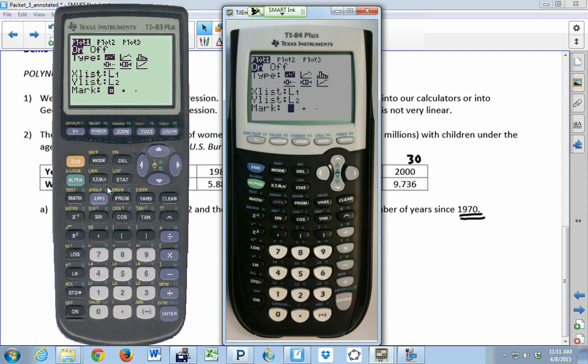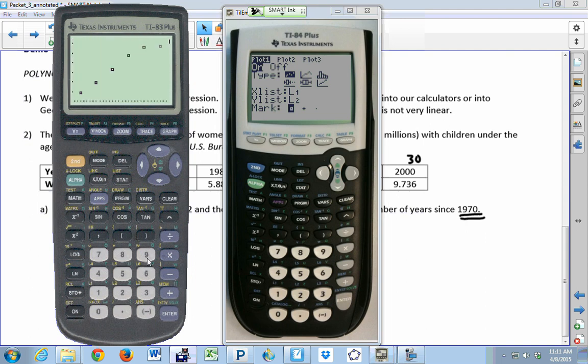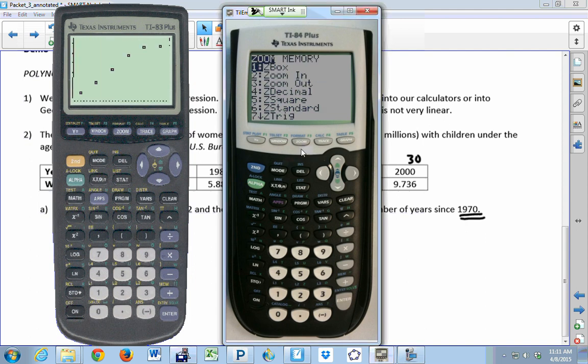So everybody hit zoom 9. Zoom is right here. The middle button in the top row, zoom 9 is your stat plot. Zoom 9.